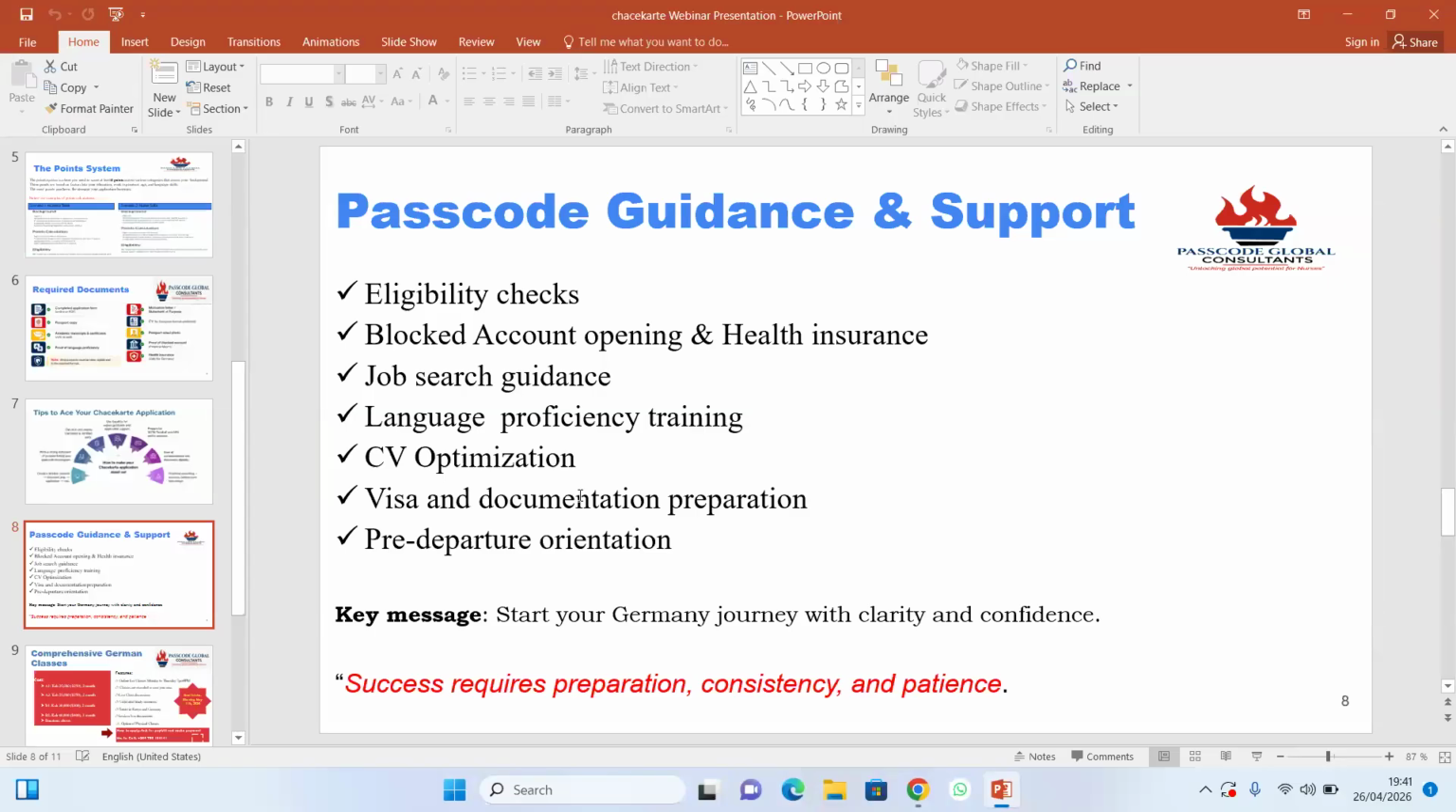And that's why even during some of our webinars, those who attend most of our webinars understand that we have people on the ground who give us information on how Germany is, what to expect when you land, how to go about your day-to-day activities, how to go about a situation where you encounter racism and all that.